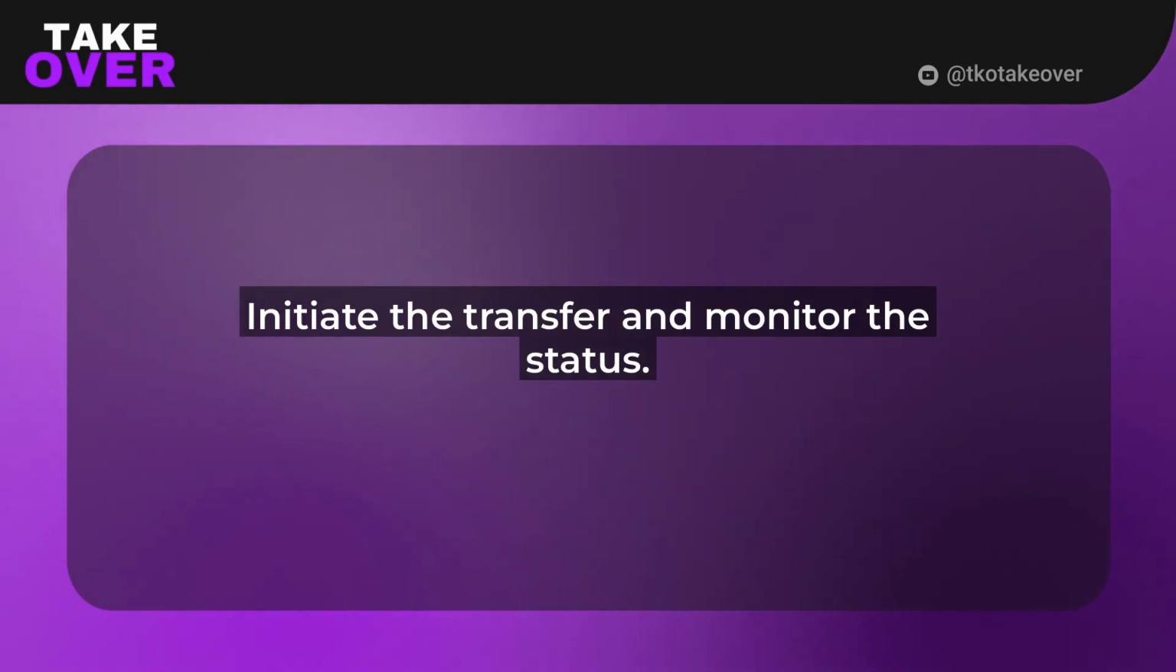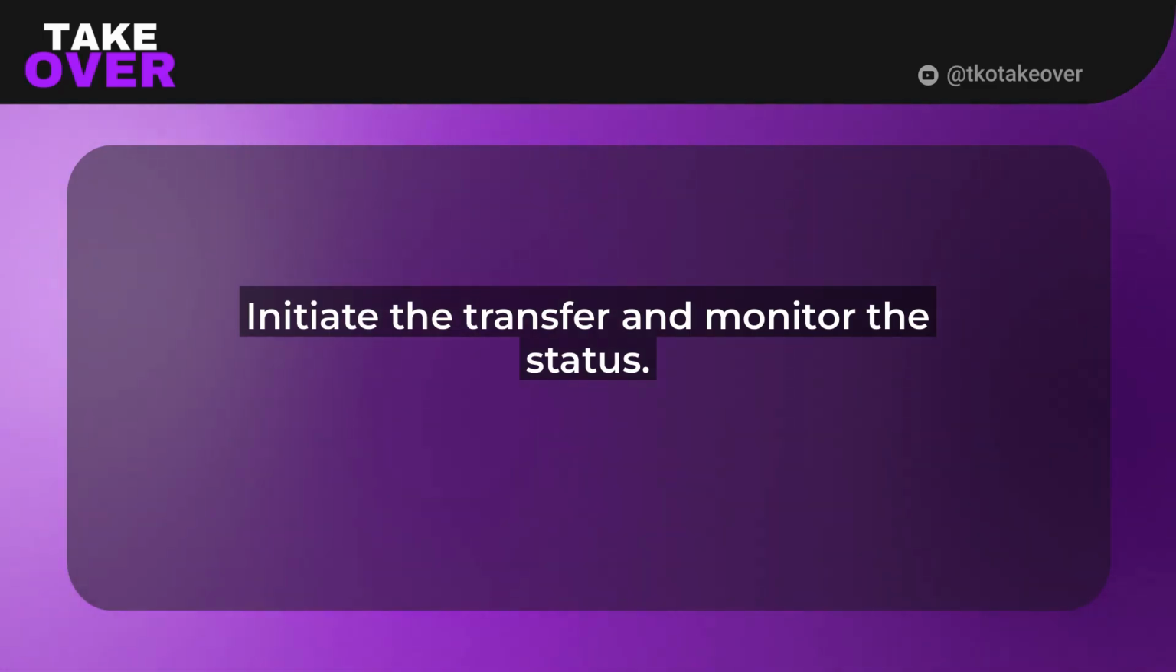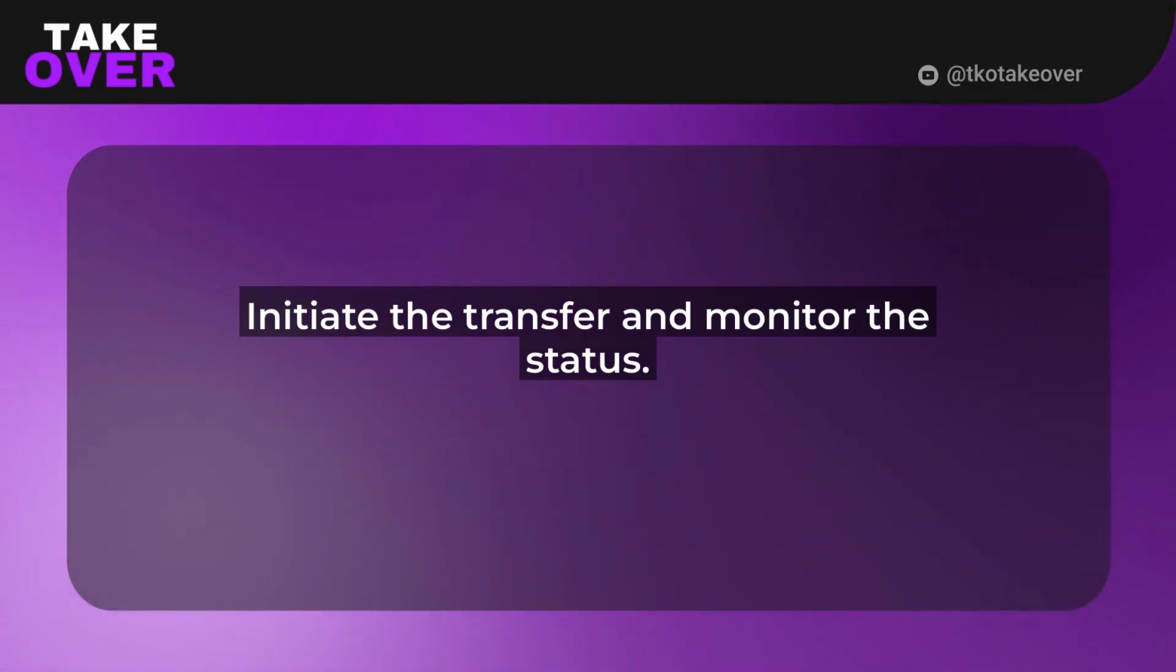After sending, keep an eye on your transaction status. You can track it using the Block Explorer for the network you're using. Once it confirms, your USDC should appear in your Crypto.com wallet. And just like that, you're done.